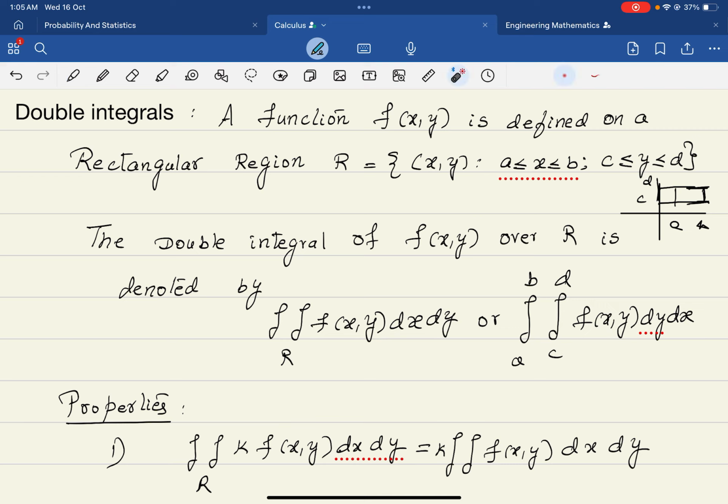So that is the double integral. The limits of y are from c to d, and x is from a to b. So this is the definition of the double integral.